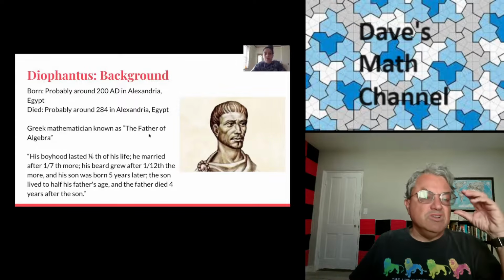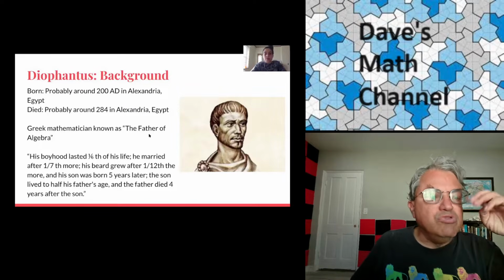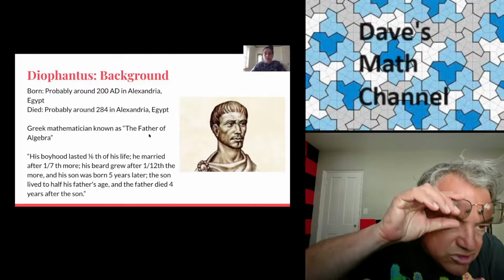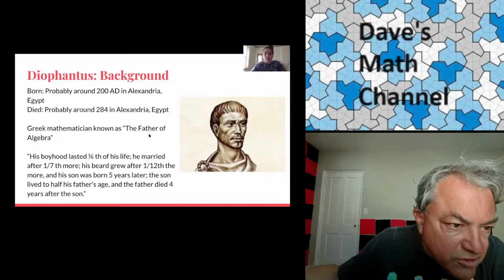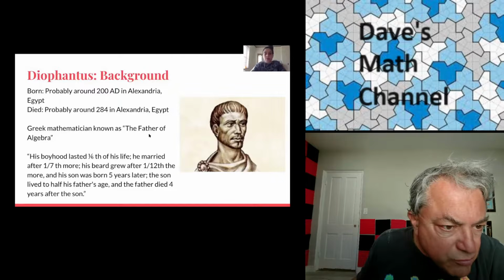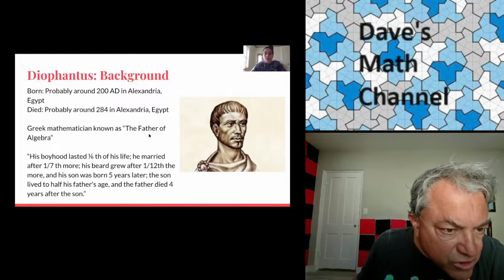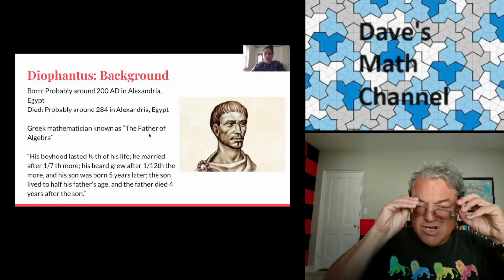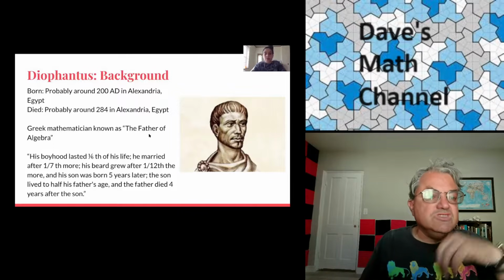It's kind of interesting because there's a little problem about his life. I don't know if all these facts are true, but I'll just read what it says here. His boyhood lasted 1/6 of his life, his marriage came after 1/7 more, his beard grew after 1/12 more, and his son was born 5 years later. The son lived to half his father's age, and the father died 4 years after the son.